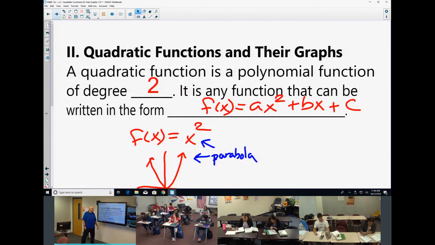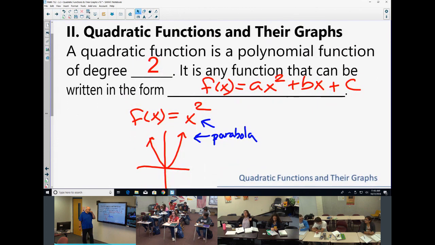All right, part 2, quadratic functions and their graphs. A quadratic function is a polynomial function of degree 2. So it is any function that can be written in the form f of x equals ax squared plus bx plus c. So what makes it quadratic is that the exponent is 2. So the simplest quadratic is just f of x equals x squared, and that basic graph is a parabola. Okay?